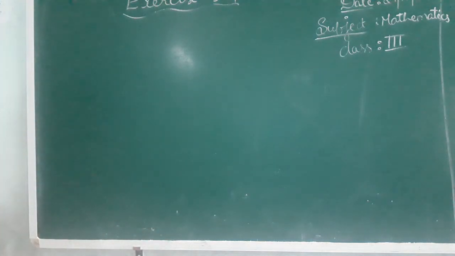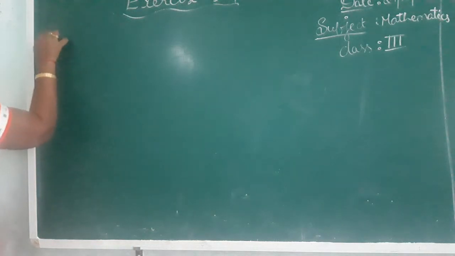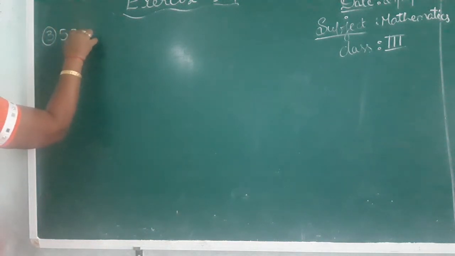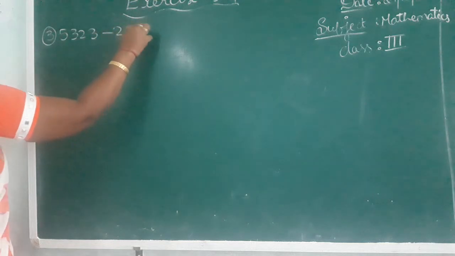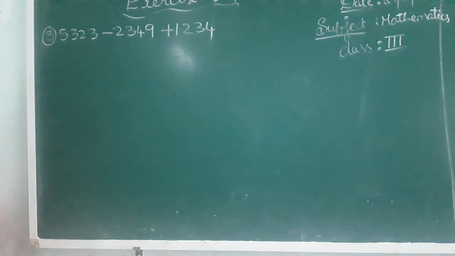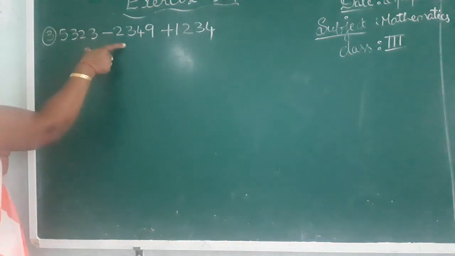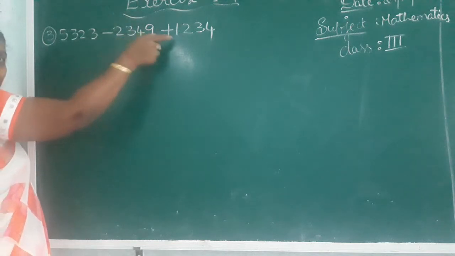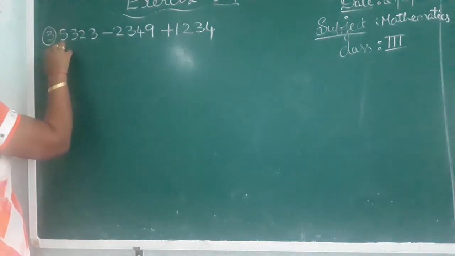Same, both addition and subtraction you have to do, not one single operation. Okay. See the third one, 5323 minus 2349 plus 1234. Okay, what symbol did they first give us? These two, subtraction, and then whatever answer you get from that, you have to add this one.